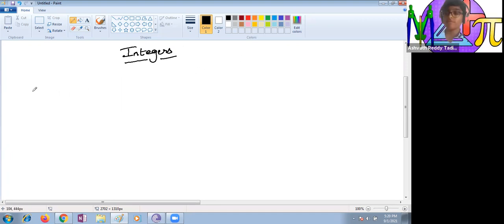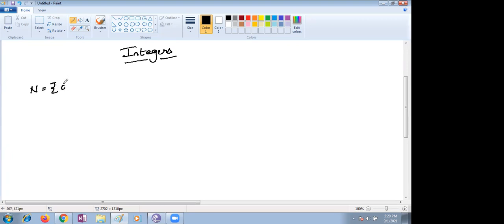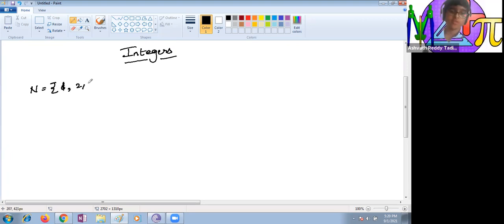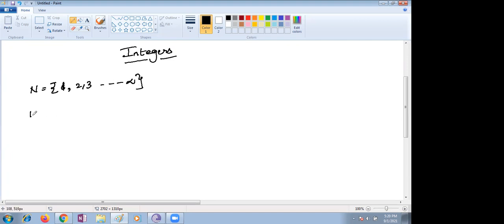Children, what are natural numbers? We know that natural numbers are counting numbers, from one to infinity. Yes, 1, 2, 3, and so on up to infinity. These are natural numbers. We know whole numbers also. Why? Because natural numbers are counting numbers.